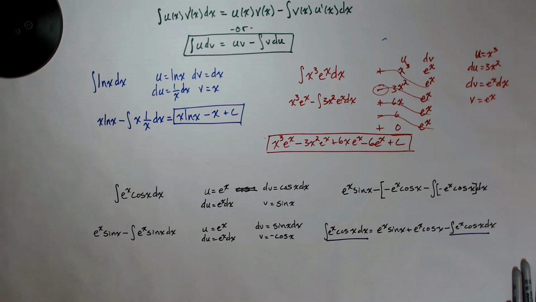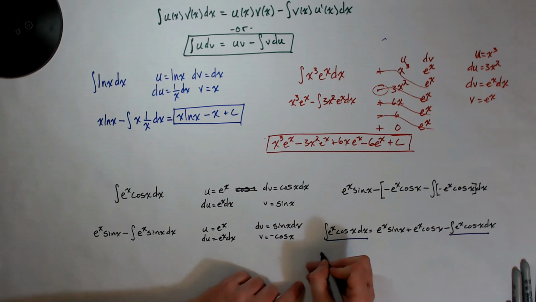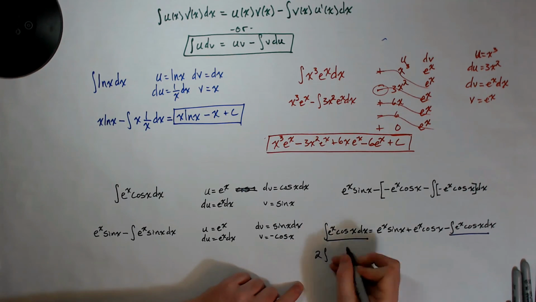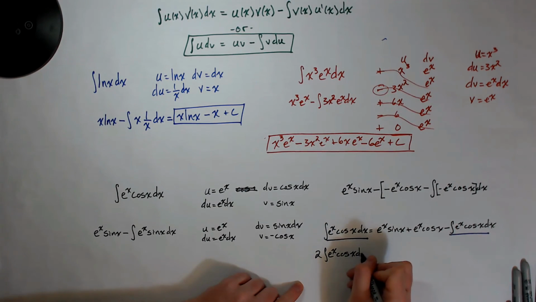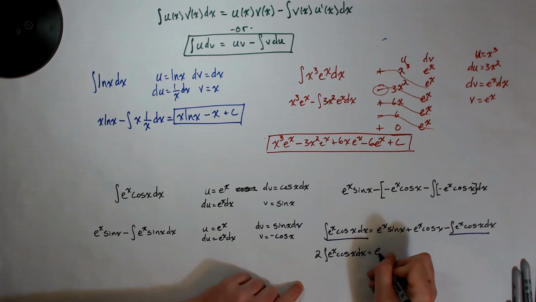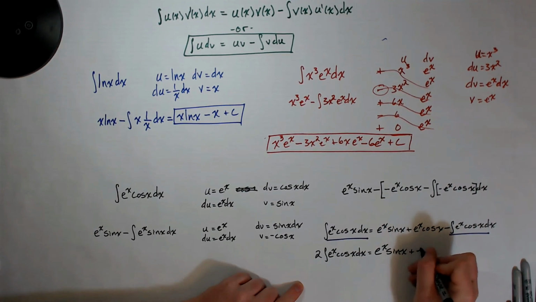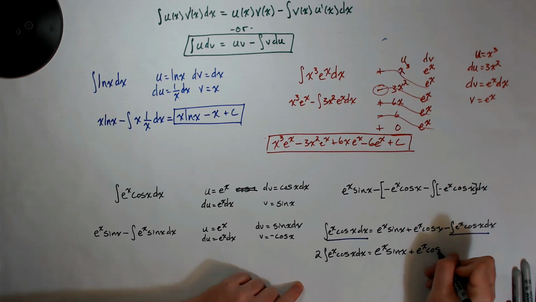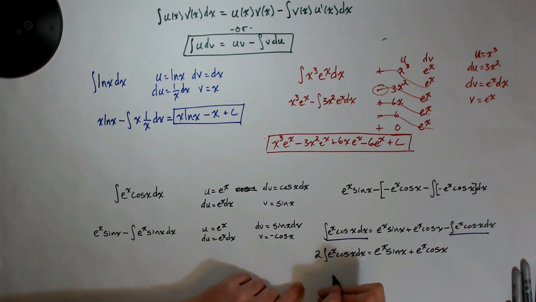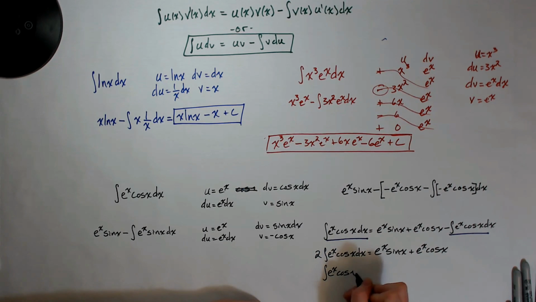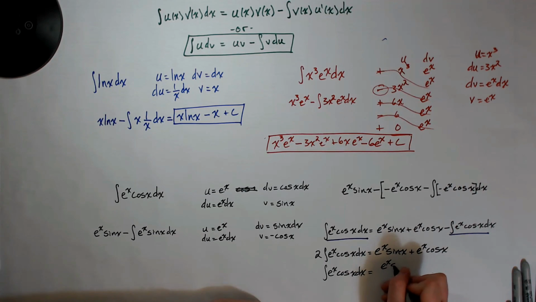If I were to add this integral to the other side, it'd be like adding the same thing to itself, which means we have 2 of that. So 2 times the integral of e to the x cosine x dx is equal to e to the x sine x plus e to the x cosine x. Now, simply divide by 2. And what we were trying to solve for initially, the integral of e to the x cosine x dx, we find is just e to the x sine x plus e to the x cosine x, all divided by 2.